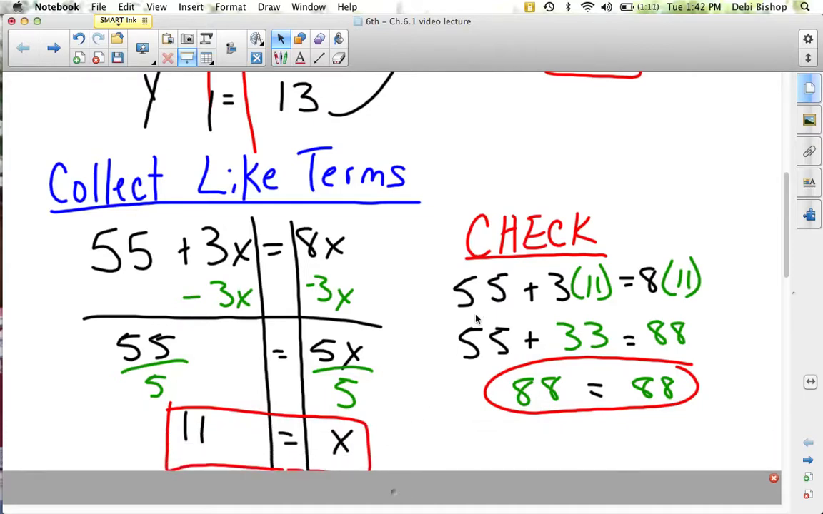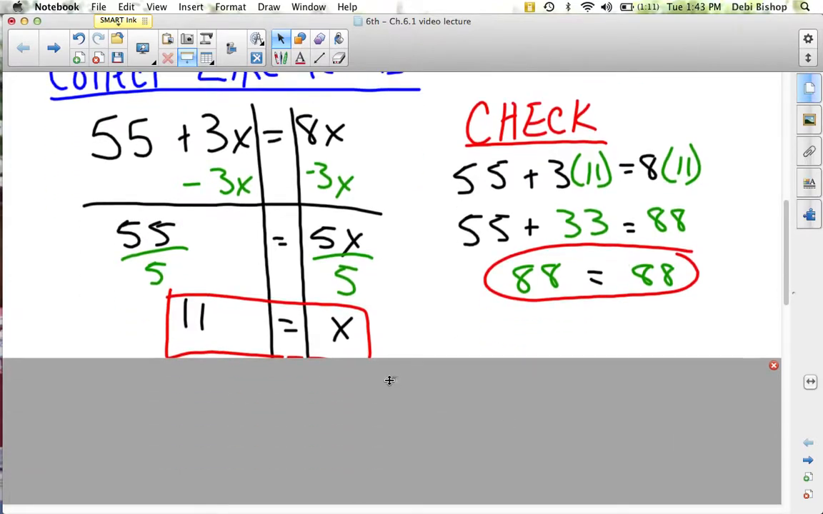Check your answer. Go back through. Wherever you see x, you put in the number 11. 55 plus 3 times 11 equals 8 times 11. Don't forget, you put it in every spot you see x, and you will see that 88 does equal 88. So that is a true statement, and x equals 11.